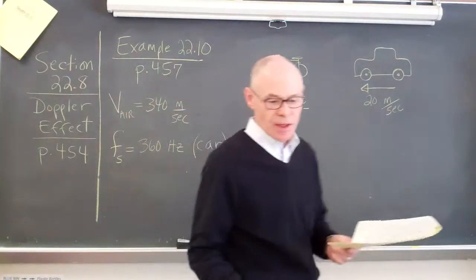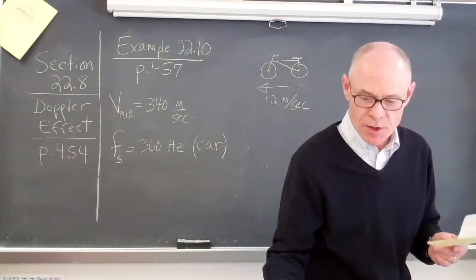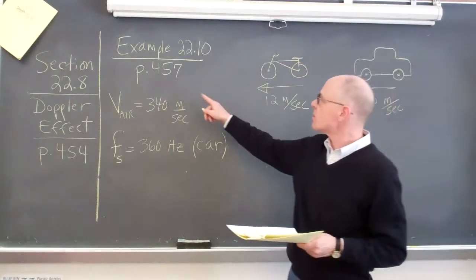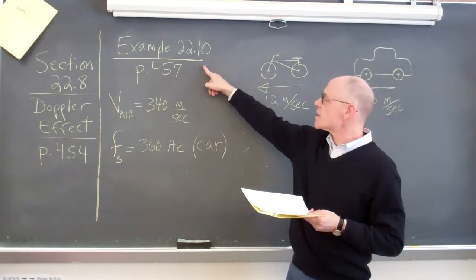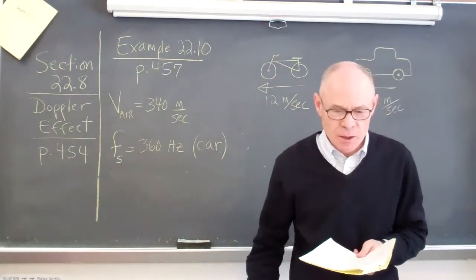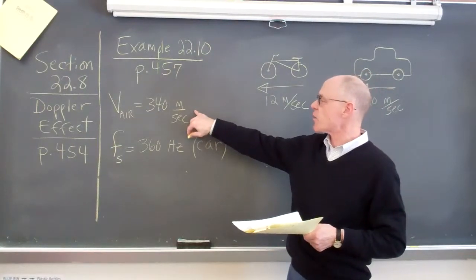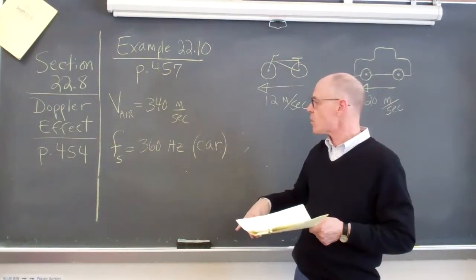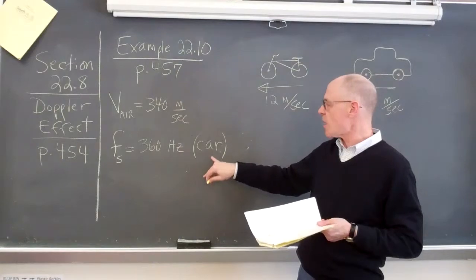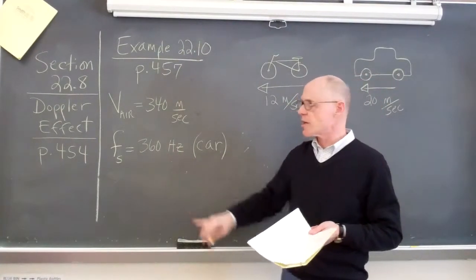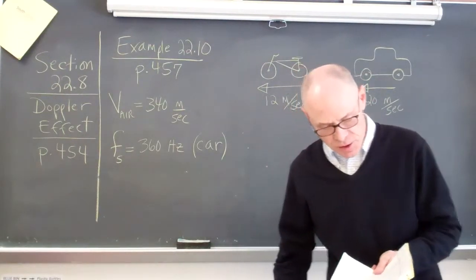Now let's take a look at the last example in chapter 22. Again, on page 457, example 22.10. This one's a little bit different. Once again, you're given the speed of sound in air at 340 meters per second. And the source of the sound is from a car horn, and that's putting out a frequency of 360 hertz.